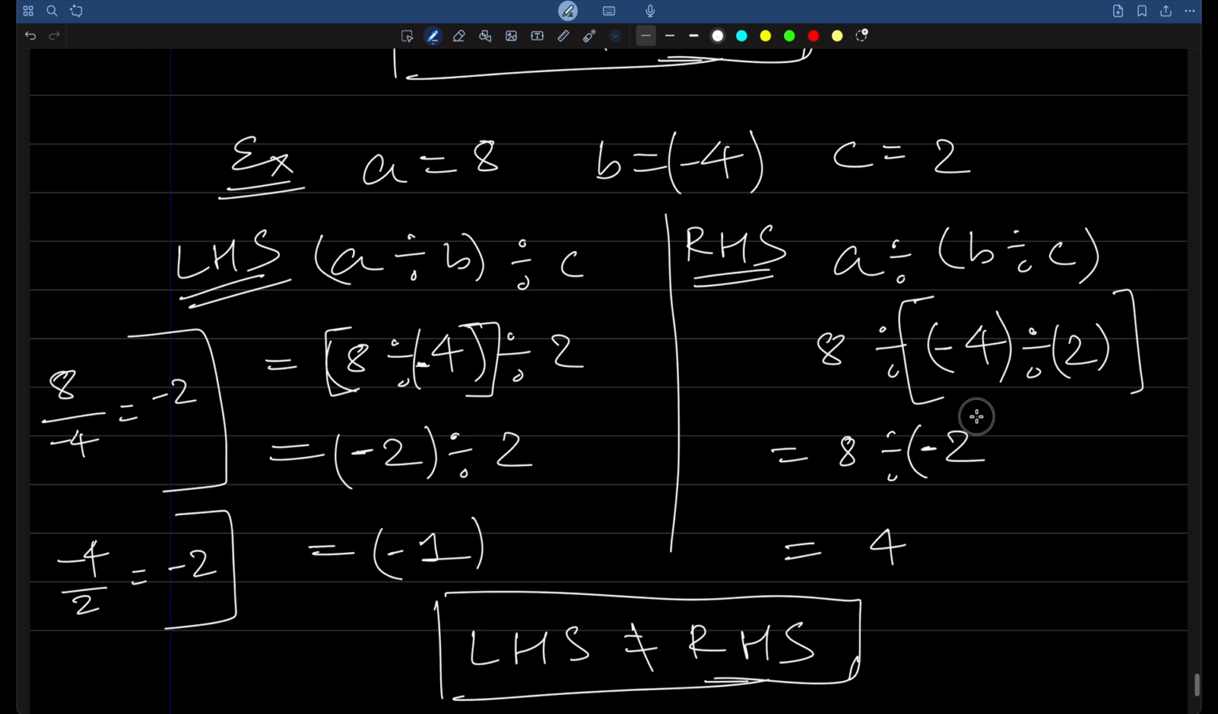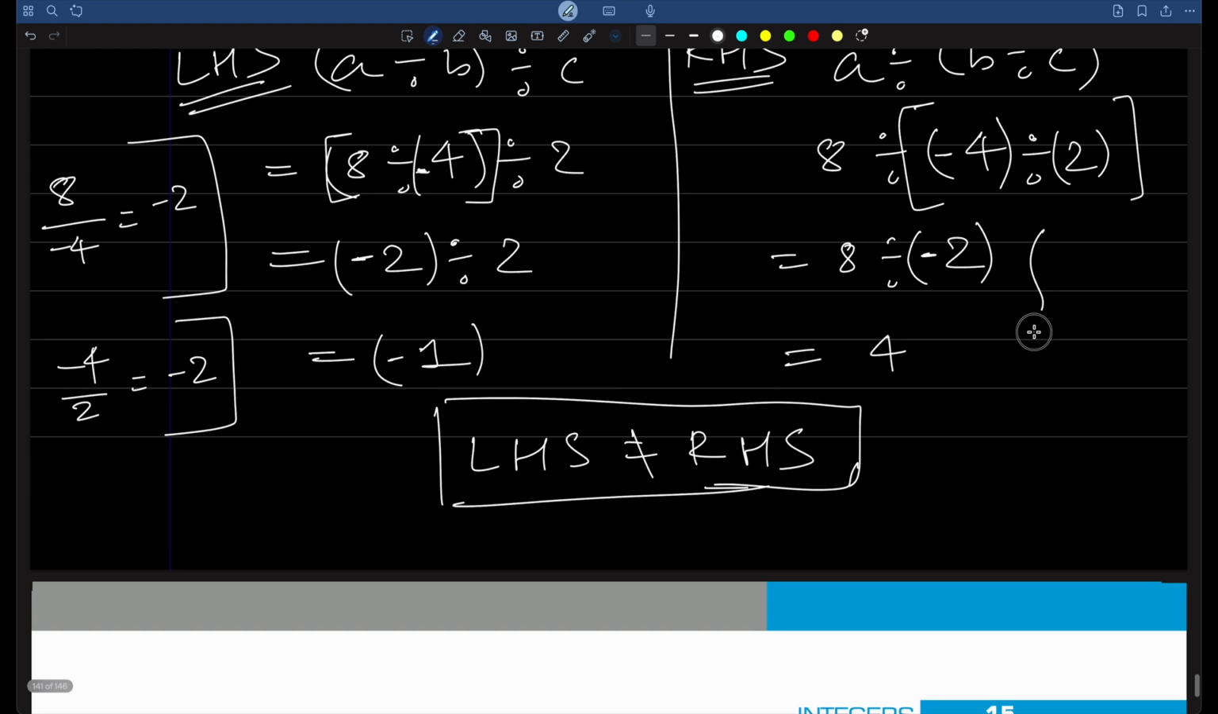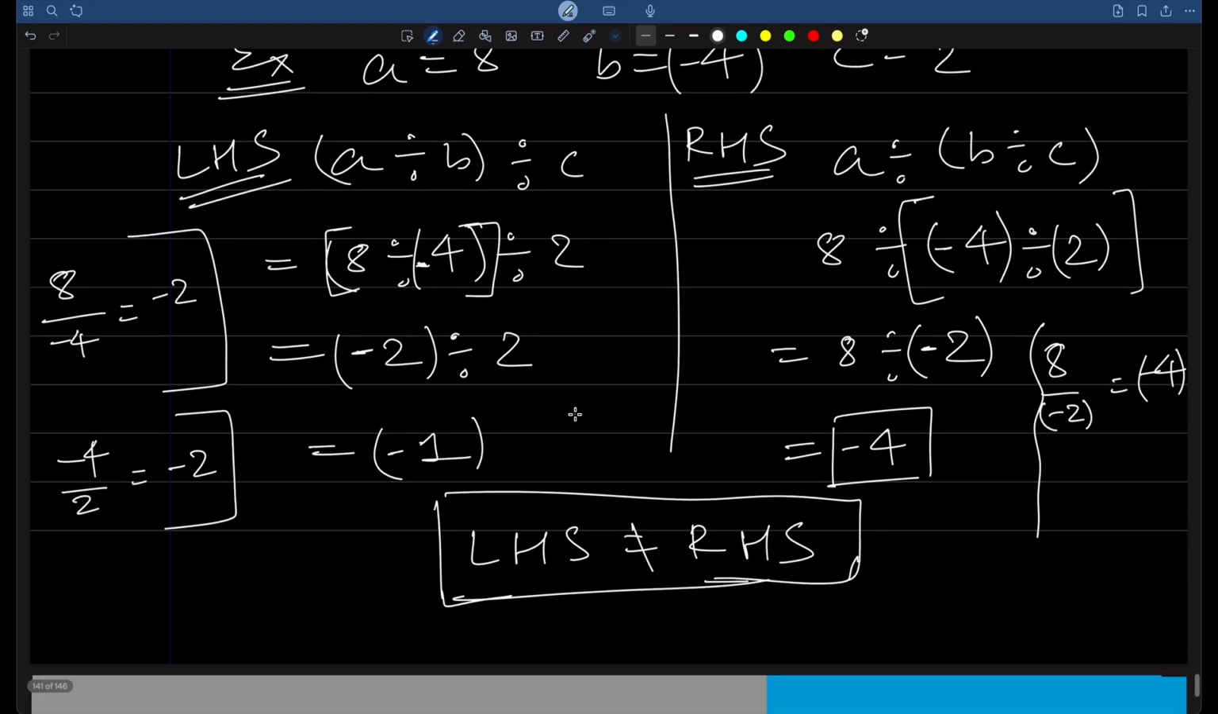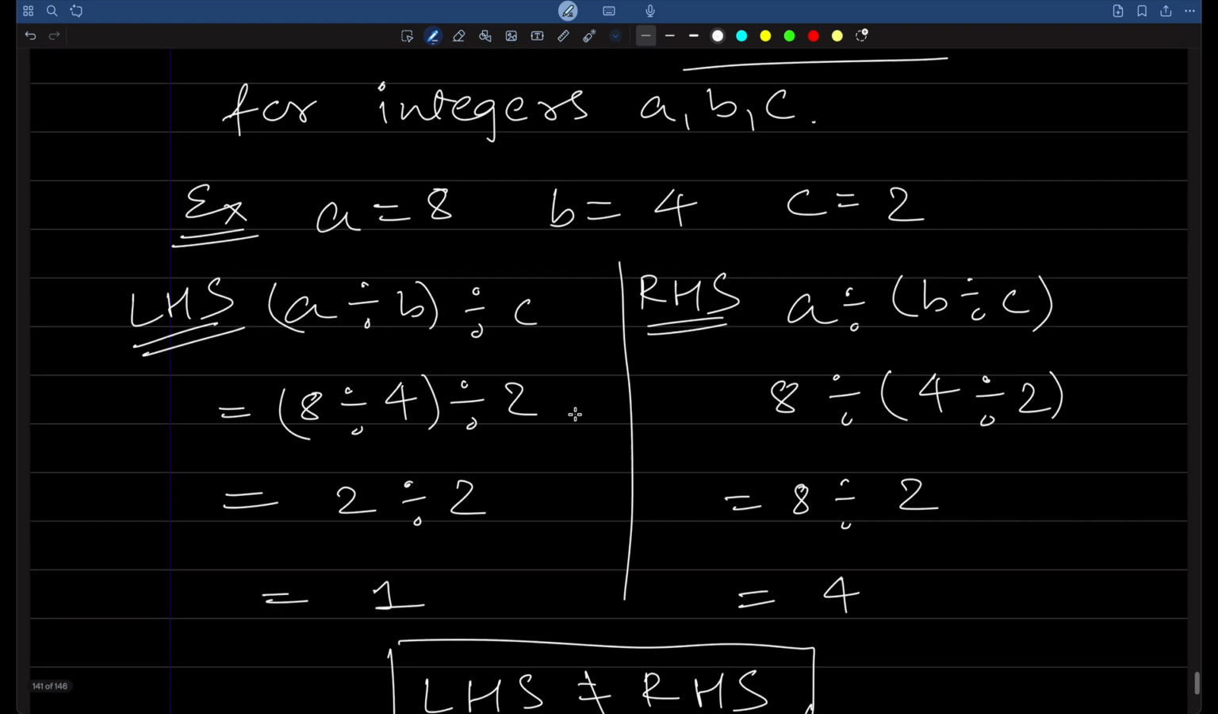We get minus 2 here, and 8 divided by minus 2 is equal to minus 4. Still we have LHS not equal to RHS, hence division is not associative for integers.